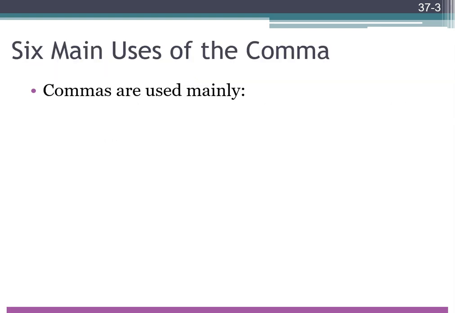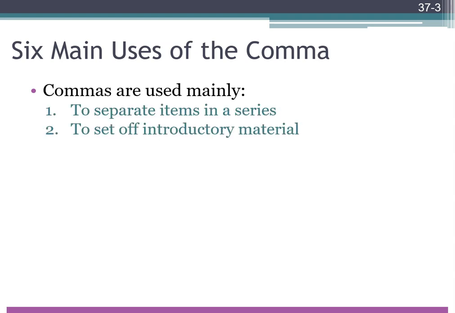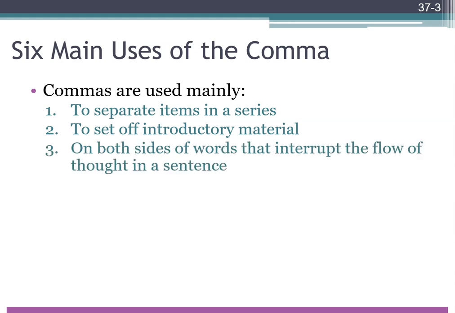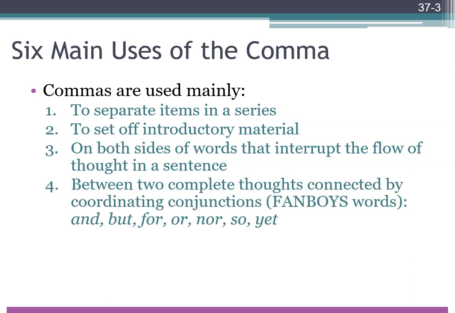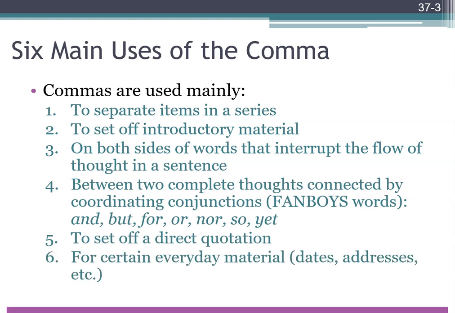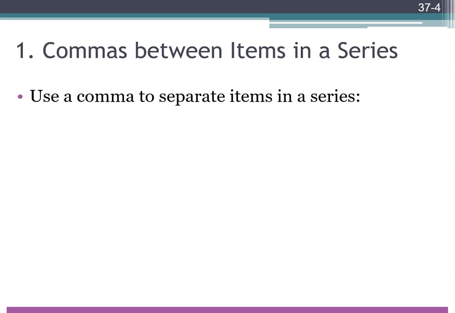There are 6 main uses of the comma, and they are to separate items in a series, set off introductory material, use on both sides of words that interrupt the flow of thought in a sentence, between two complete thoughts connected by coordinating conjunctions or FANBOYS words, to set off a direct quotation, and for certain everyday materials such as dates and addresses. And we will look at each one of these instances.